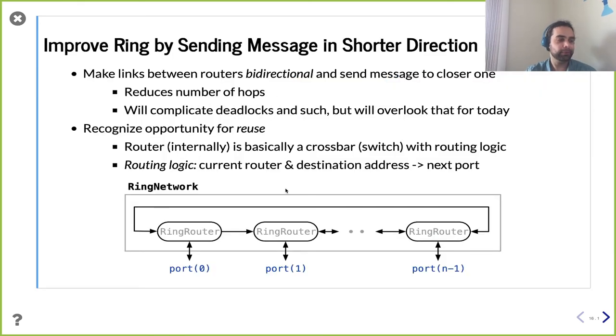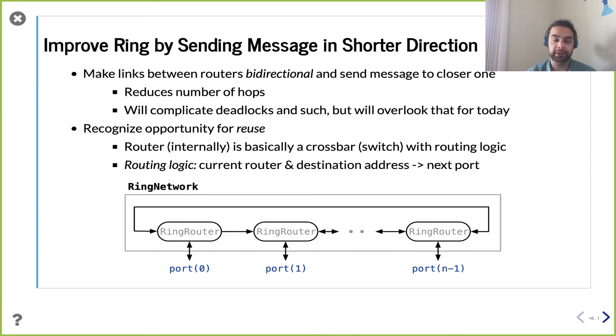The second thing we're going to do is look for chances for reuse. Is there any pattern or structure to our ring network design? And actually, if you think about it, what is the ring router? The ring router is really just a crossbar with a little bit of extra routing logic on it, right? Basically what it's saying is, we do want to connect the ports of the router. So that's where the crossbar comes in. But then the question is, which port do you send it to? Well, that's the routing logic, right?